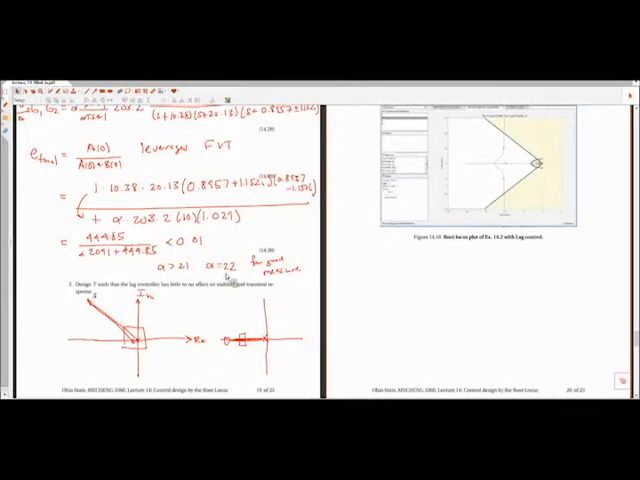The reason why we can't just say greater than 21 as a design for a controller is because you can't write a program that says make this number greater than 21, right? You have to pick a number, so we picked 22.